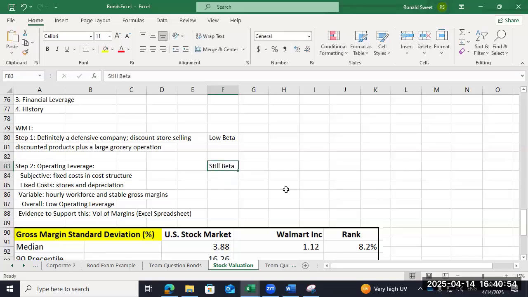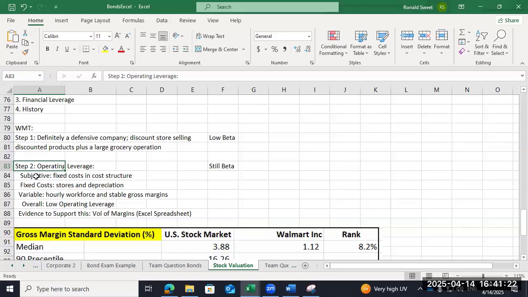Now the key on margin and leverage: your firm's number one is the most important part. What kind of firm is it? So operating leverage and financial leverage are not going to change it from a 0.5 to a 2.7. So think about steps 2 and 3 pushing you closer to 1 or further away from 1, but not radically changing it. So Walmart's not going to go from 0.5 to 1.7 because they have high volatility margins.